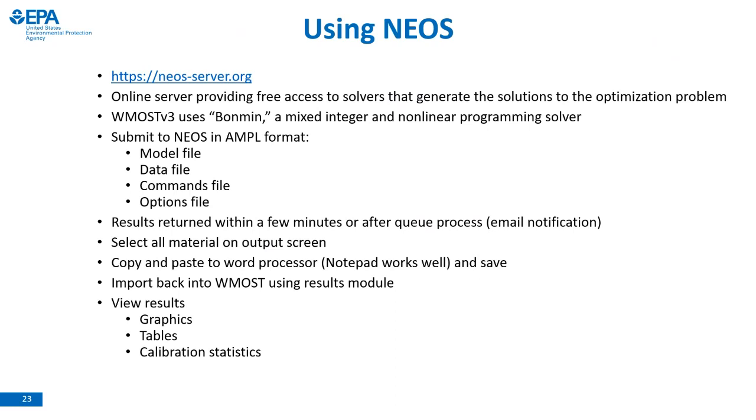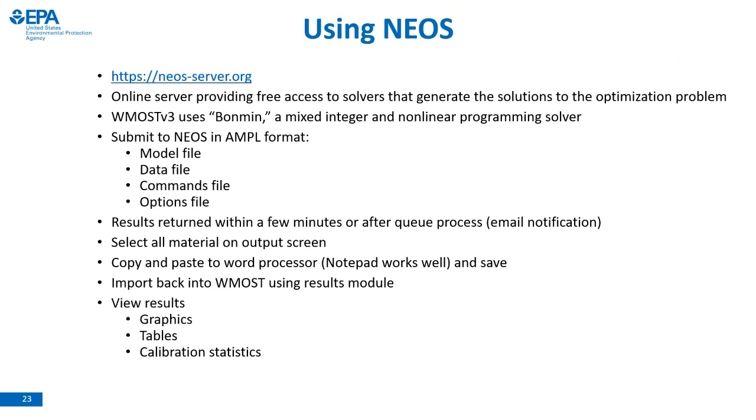You submit 4 different files to NEOS: the model file, data file, commands file, and options file. If you have a simple problem, you can get results returned within a few minutes. If it's a more demanding problem or there's a lot of traffic on the server, you may have to be put into a queue and wait for an email to notify you that the results are ready. And typically this happens within a few hours.